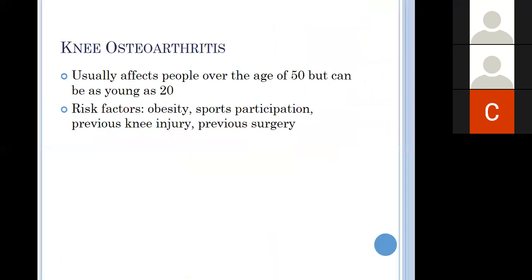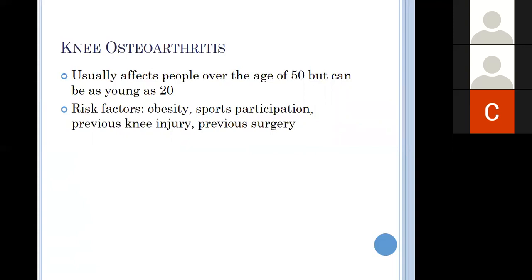Arthritis is by far and away the most common thing that you and I both see. Pretty much everyone over the age of 50 has it, but it can be as young as 20. So if you've already had an ACL tear and a meniscus surgery when you were 14, you've definitely got arthritis in your knee by the time you're 20. And so it's just the extent of it that's the issue.